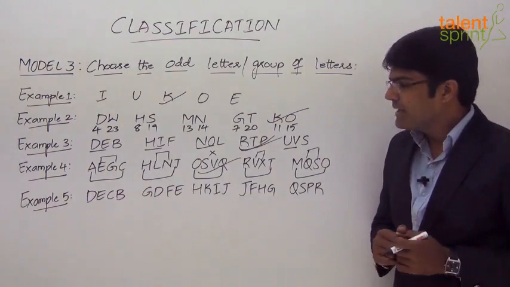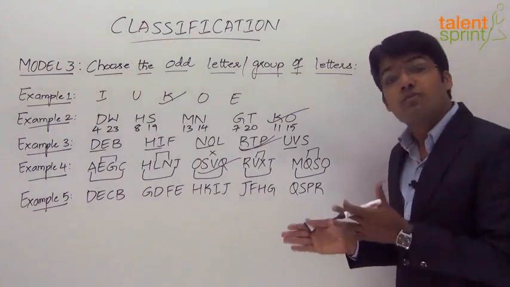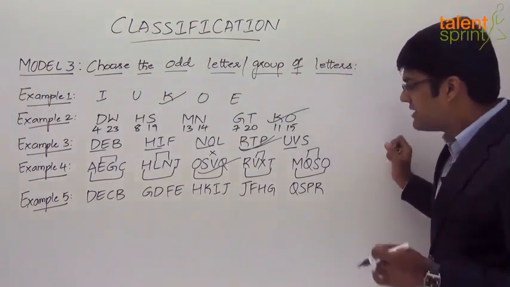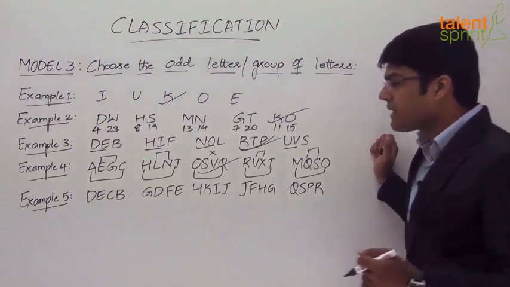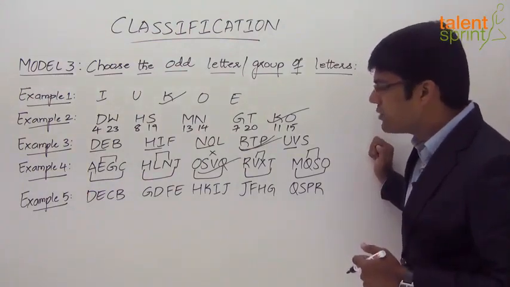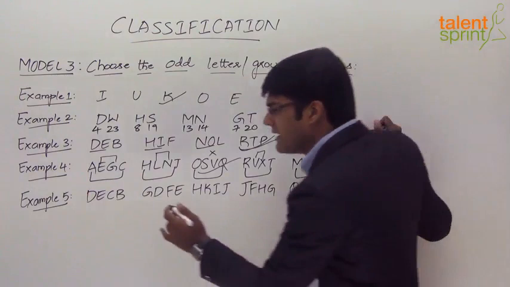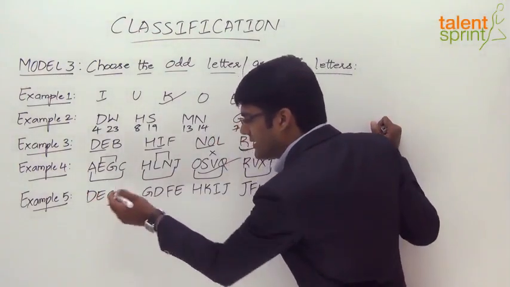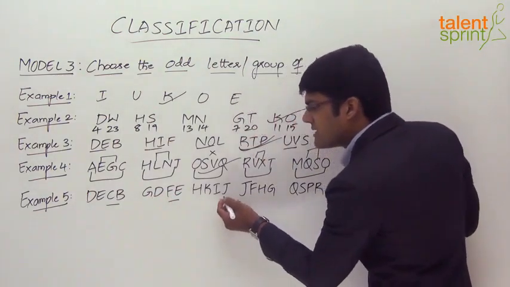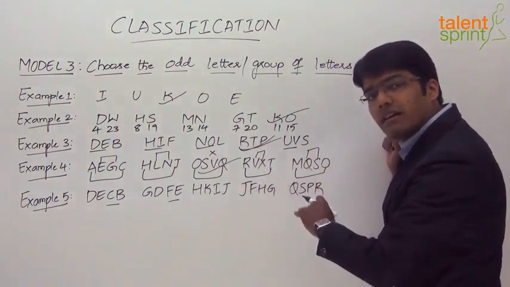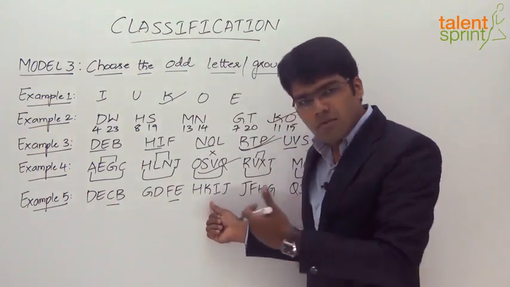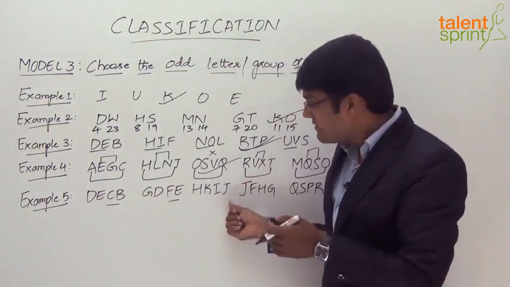Let's now work on the last example here, example 5. Again, each option has got 4 letters. Okay, so D, E, C, B, G, D, F, E, H, K, I, J, J, F, H, G, Q, S, P, R. So how do we establish the common property in the given groups here? I think look at this. B, C are consecutive, right? E, F consecutive. J, I are not consecutive. J, I are actually consecutive, but in the reverse direction, right? Here we have B, C, E, F. So had it been I, J, it would have been okay, but here we have J, I.